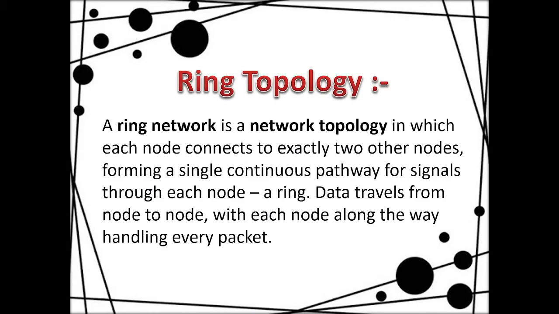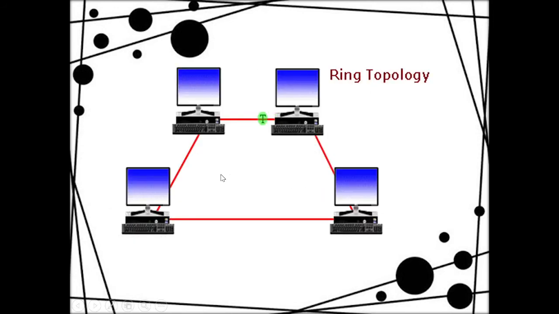Next topology is the ring topology. So what is the ring topology? A ring network is a network topology in which each node connects to exactly two other nodes, forming a single continuous pathway for signals through each node, a ring. Data travels from node to node, with each node along the way handling every packet. As we can say by the name, ring, this network is in the structure of a ring. We can see one example here.